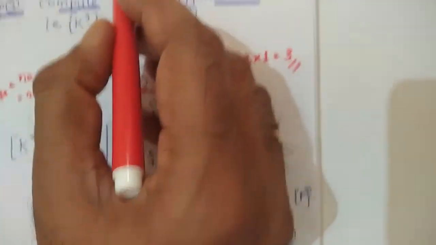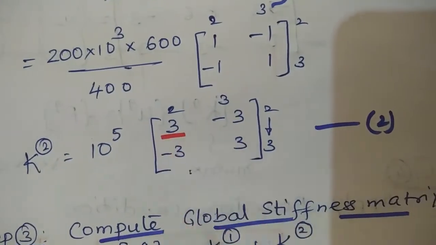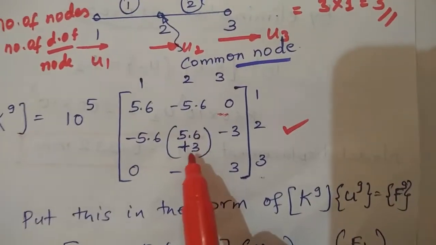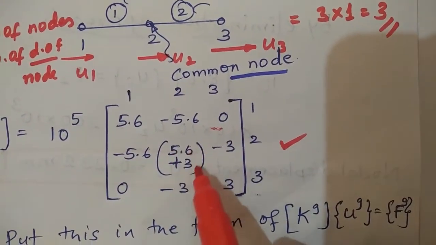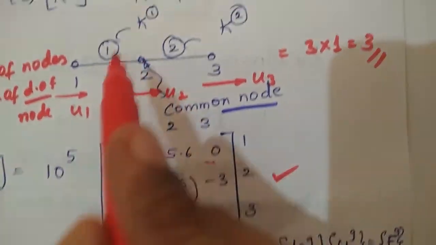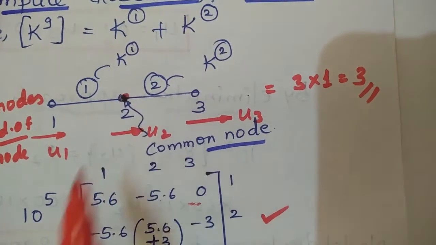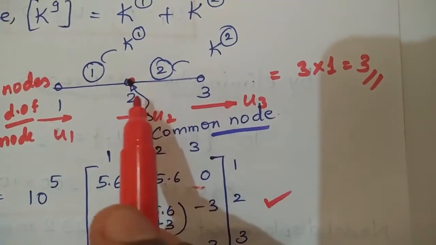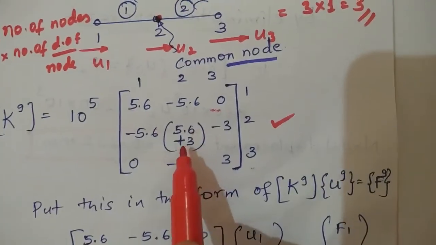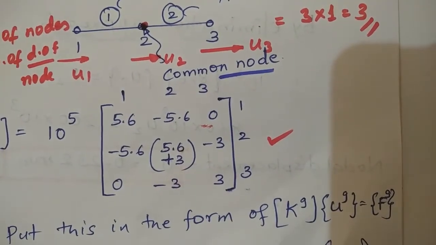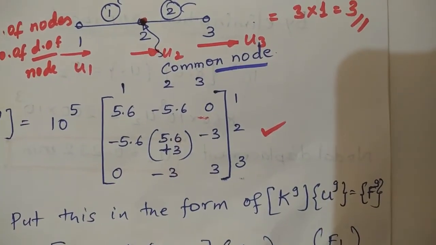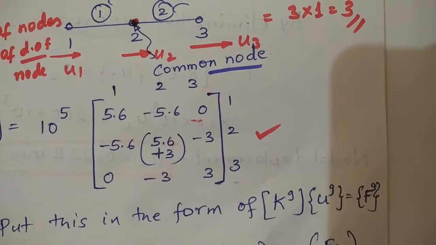Then have a look into this stiffness. 2 of 2 it is 3 here. So you will be getting 5.6 plus 3. That has to be added. Why? Because 2 is a common node between two elements. You need to add the stiffness contribution from each element. So going forward, if more common nodes are there, you need to add the corresponding stiffness.